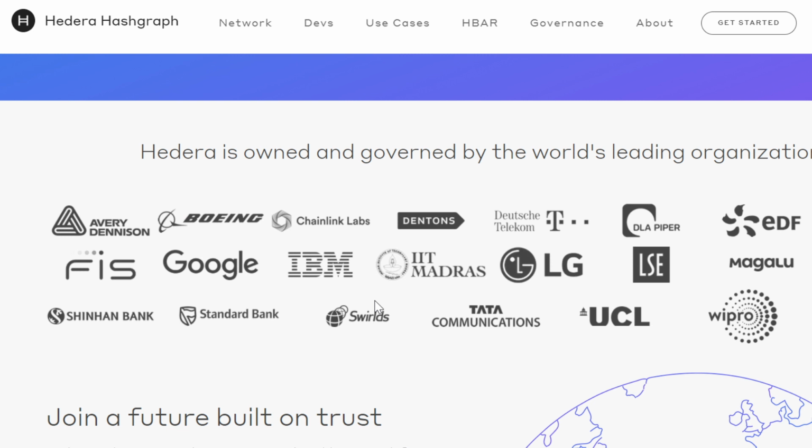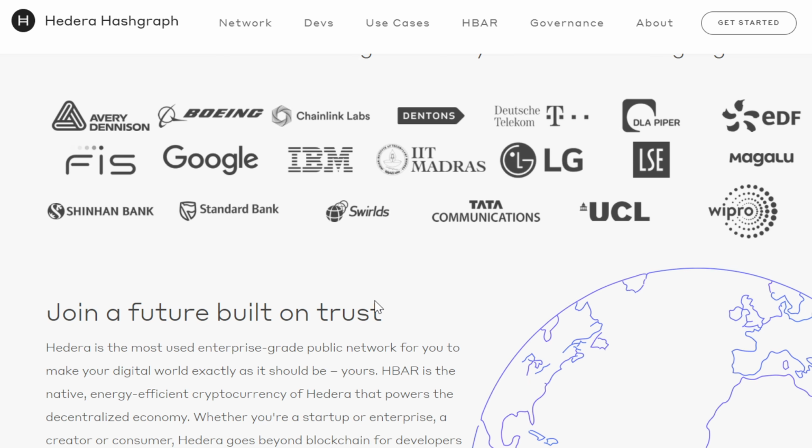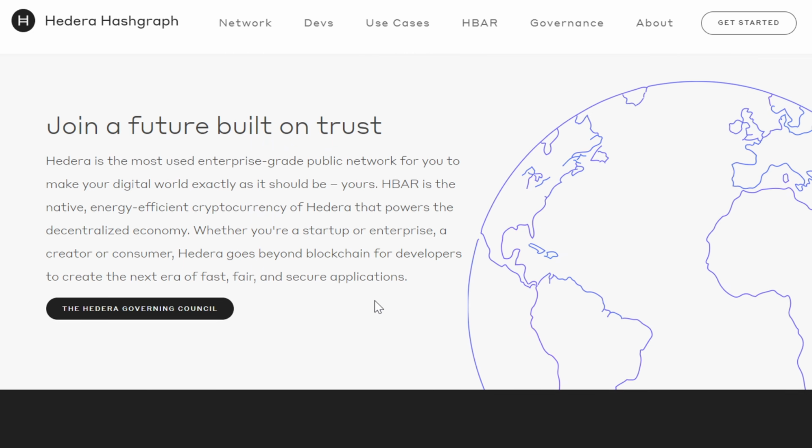And look at this. I'm going to kick off in a big way. Look at the list of people, organizations that work with Hedera. I mean, that is phenomenal. That is a star-studded list of organizations, right? It does not get any bigger, any better than that.